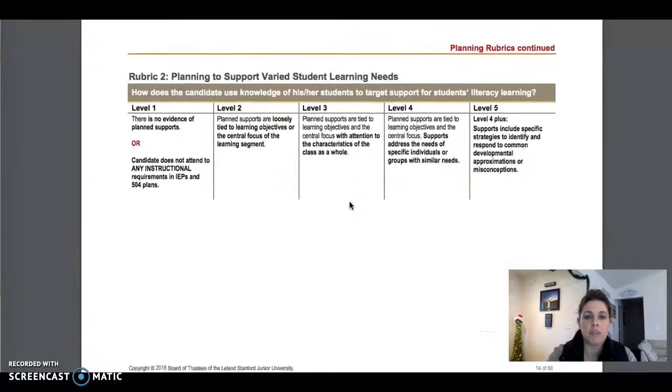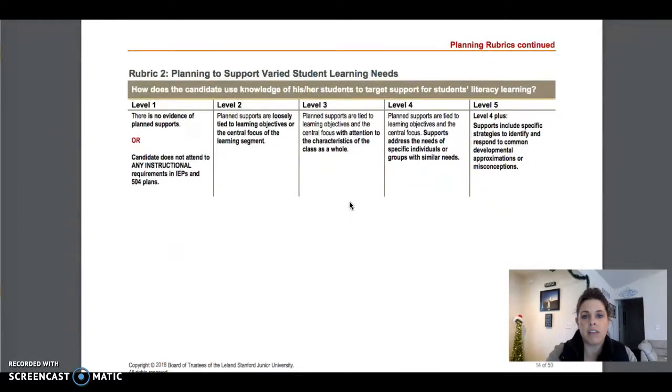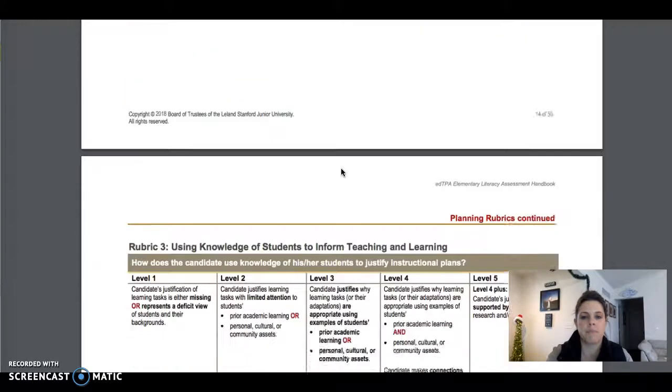Then, rubric 2, how does the candidate use knowledge of his or her students to target support for literacy learning? So we're looking here to make sure that those supports are tied to the learning objectives and the central focus with attention to the characteristics of the class as a whole. So again, class is just going to be your small group, but are those supports tied to your central focus? Is it related? Are they supporting your instruction as it relates to comprehending or composing text?